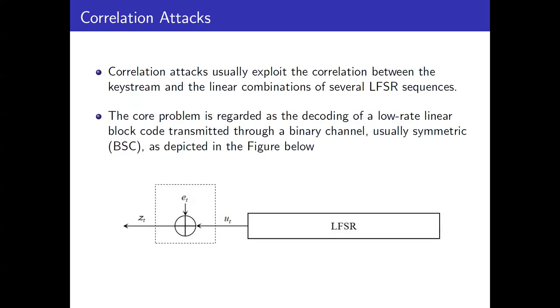Correlation attacks usually exploit the correlation between the key stream and the linear combination of several linear feedback shift register sequences. The core problem is regarded as the decoding of a low-rate linear block code transmitted through a binary channel, usually symmetric, as depicted in the figure here, so that we have the linear feedback shift register output, but this is disturbed by some noise, and this noise represents the nonlinearity introduced by the cipher, and we can see the output Z, and the task of the cryptanalysis is to recover this part from Z.